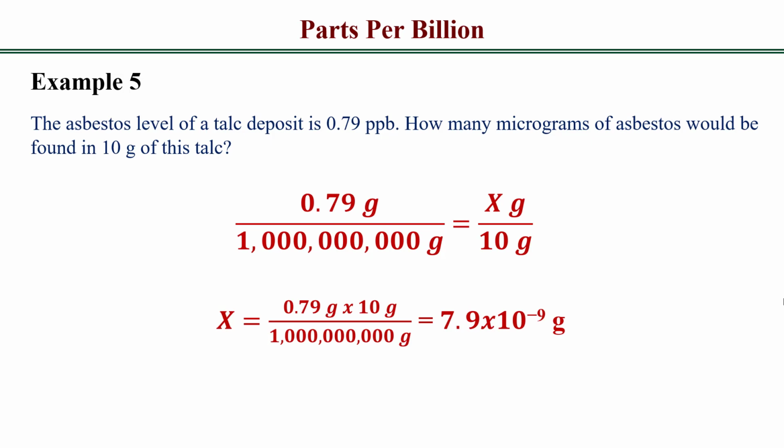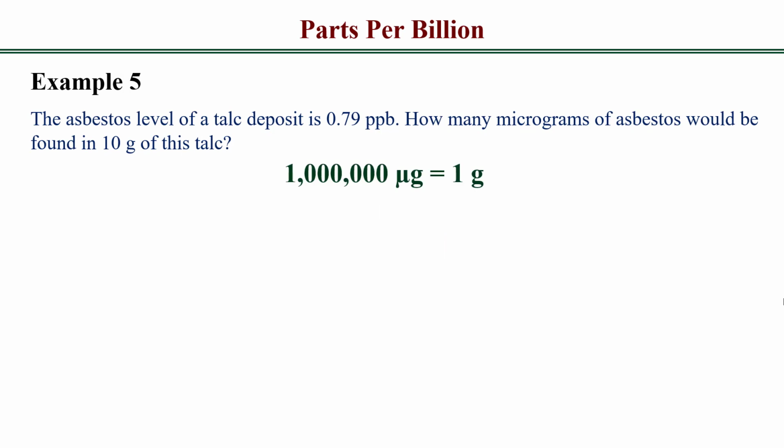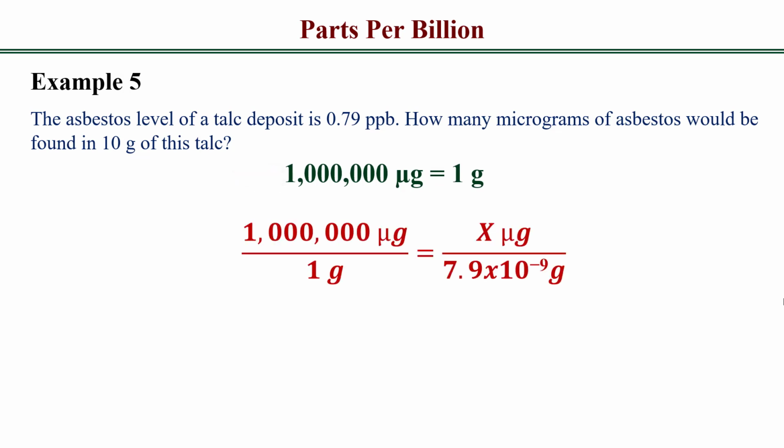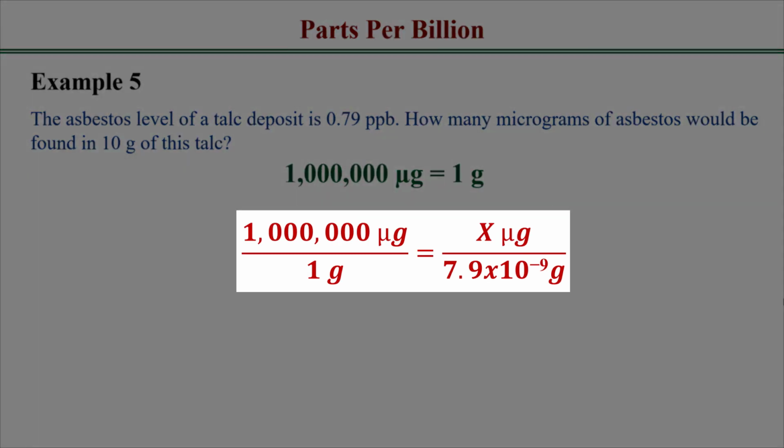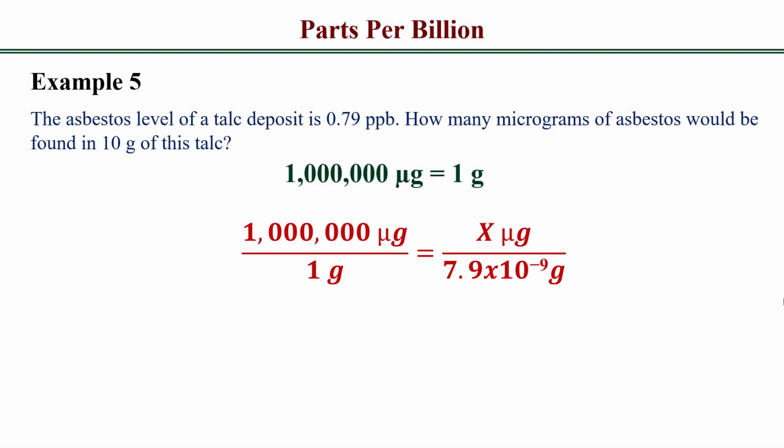X is equal to 0.79 grams times 10 grams divided by a billion grams, and that is equal to 7.9 times 10 to the negative 9 grams. But we don't stop here because the question is asking for the quantity in micrograms. So we go ahead and do another conversion, making use of the conversion factor that a million micrograms is contained in 1 gram. We set up another proportion where a million micrograms divided by 1 gram should be equal to our unknown, x micrograms, divided by 7.9 times 10 to the negative 9 grams. So we go ahead and solve for x.